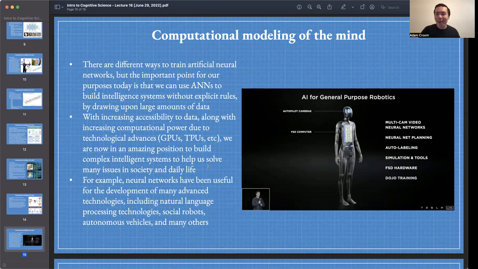And what we see here in this figure is a very cool photo of Elon Musk's Tesla robot. Okay, so this should be coming out soon. I think the MSRP is like $10,000, but we see that it's fitted with cameras. It has a multicam video neural network, neural net planning, auto labeling, simulation, and other tools. So very cool. The idea is that this will be a robot that we can have in our houses that can help us with different activities of daily living and things of this nature.